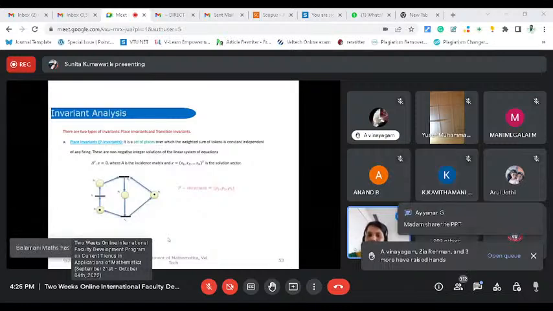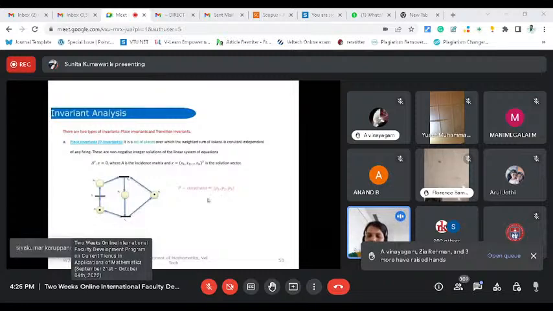So these types, place invariance and transition invariance, come under the incidence matrix. These come under mathematical and algebraic equations. So here you can think about a system of simultaneous linear equations. So here, what is a place invariant? It is a set of places over which the weighted sum of tokens is constant, independent of any firing. So you can see in the simplest way what it is.